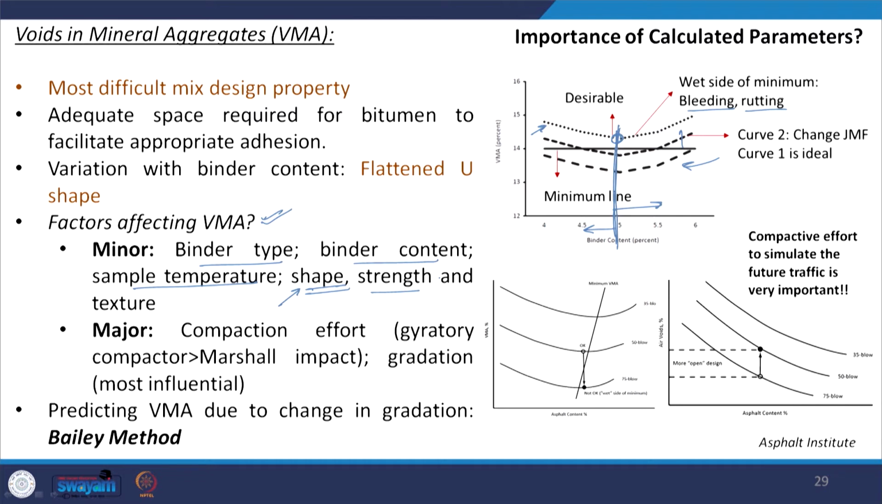So, out of these factors, the role of the aggregate gradation and compactive effort is the main. Alright, the gradation and the compactive effort is the main. You have to understand that the compactive effort which is chosen is to represent the traffic after several years. So, whatever compactive effort we are giving in the lab should replicate the density due to the predicted traffic in the field.